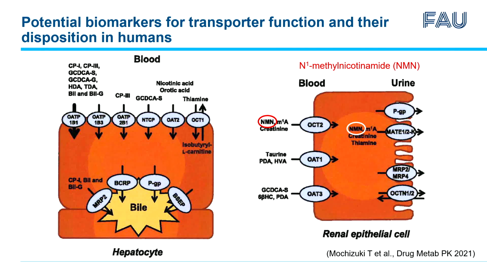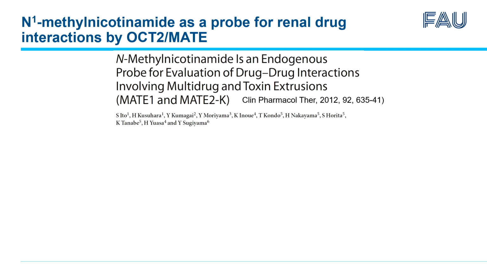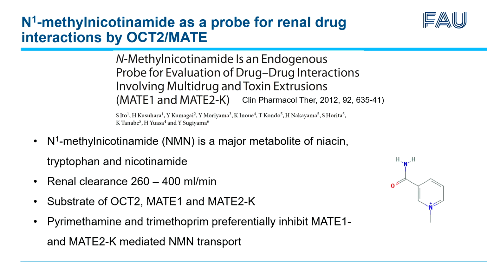And the whole thing started, I think, largely with this very nice paper of the group of Professor Sugiyama and his colleagues. They proposed N-methylnicotinamide as an endogenous probe for evaluation of drug-drug interaction involving the MATEs. And what is NMN? It is a major metabolite of niacin, tryptophan, and nicotinamide. It has a high renal clearance, reported to be between 260 and 400 milliliter per minute. So there's a pronounced active secretion of this compound. It's not protein bound in plasma.